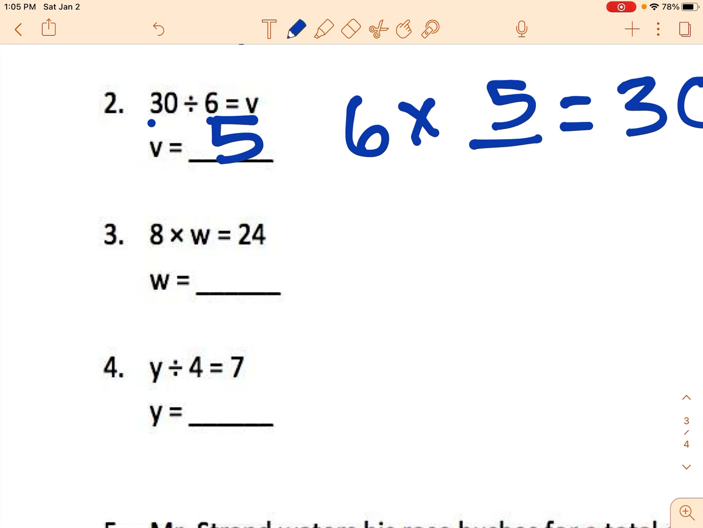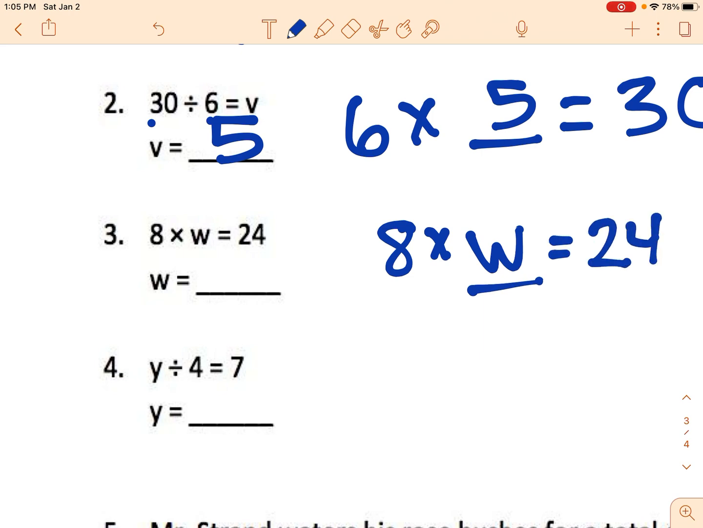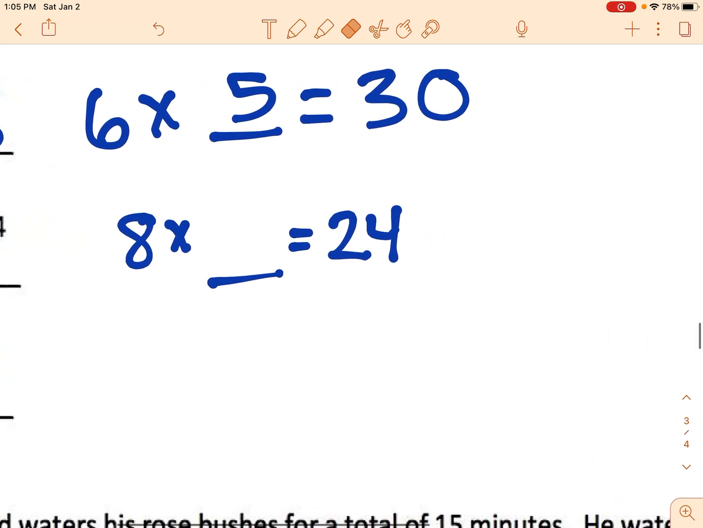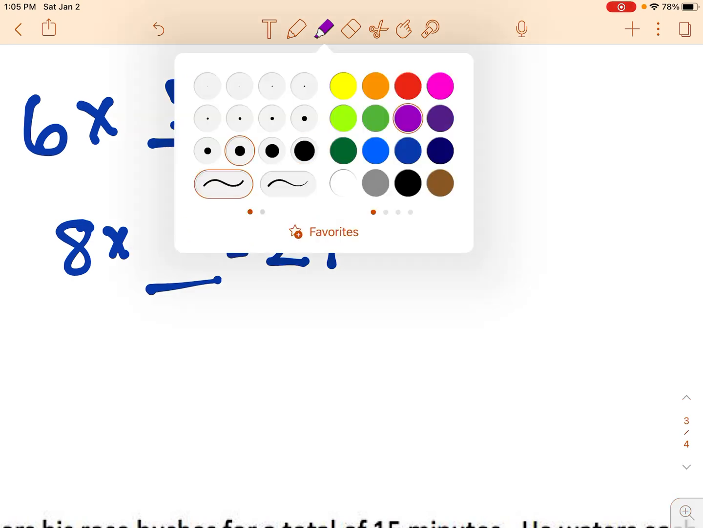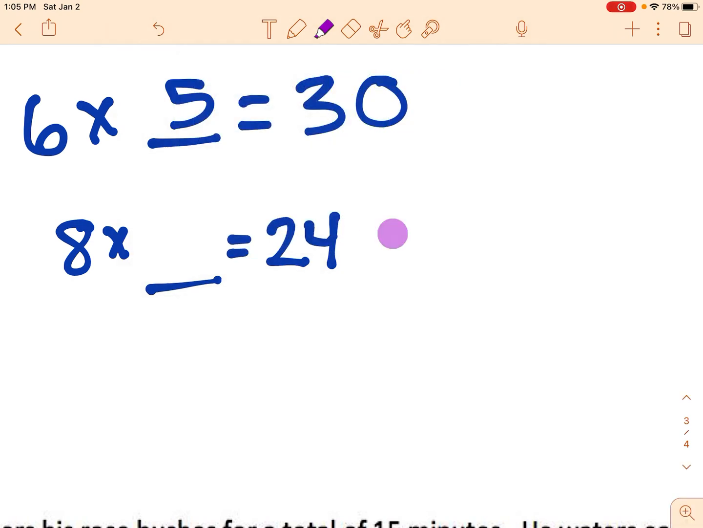All right, down here we have 8 times W, so we're trying to find W, equals 24. What times 8 equals 24? Now remember, I said you could draw pictures. So maybe I'm going to do one, I'm going to have to make that a little smaller. I'm going to do 1, 2, 3, 4, 5, 6, 7, 8.